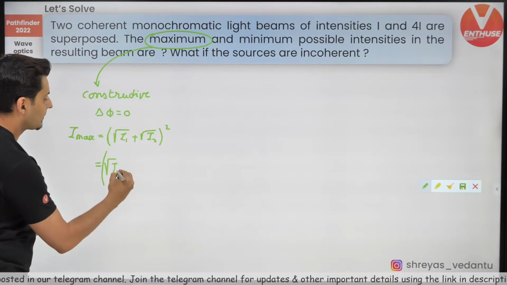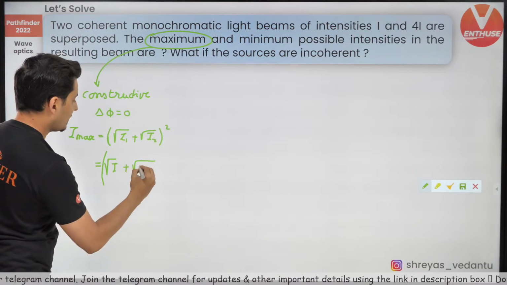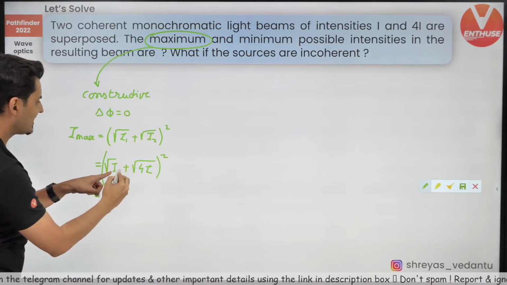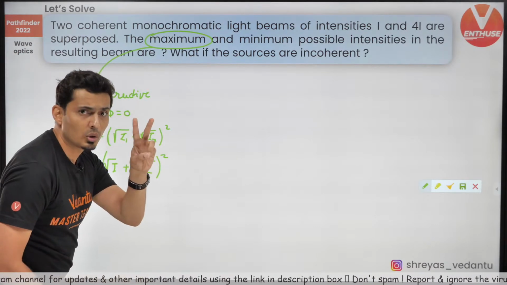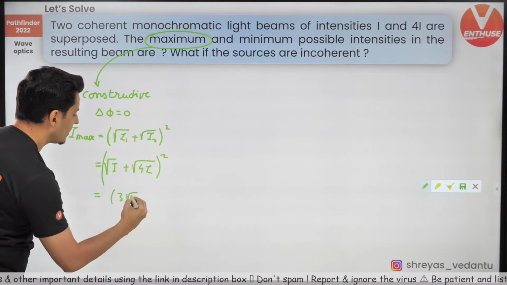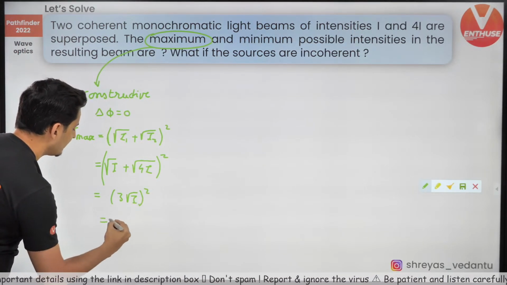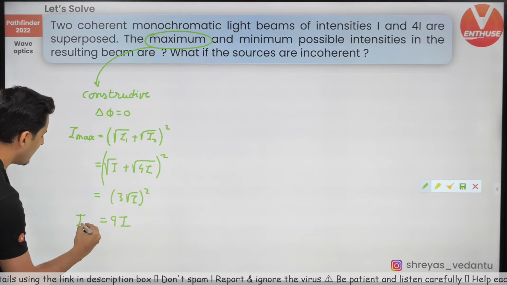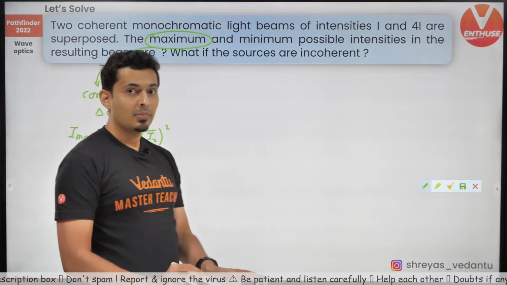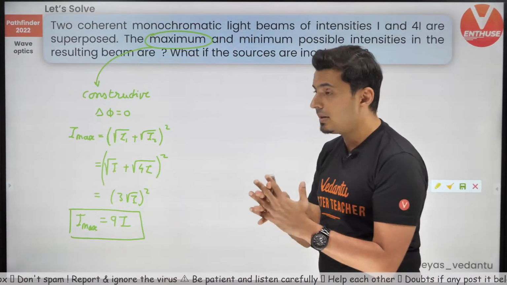I1 is I, I2 is nothing but 4I, and this whole square. So basically root of 4 is 2, 2 plus 1 is 3. So this will become 3 root I whole square, which will make it 9I. So the maximum intensity comes out to be 9I, if they interfere constructively.